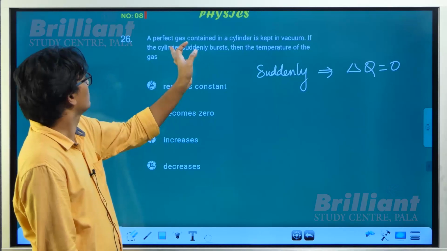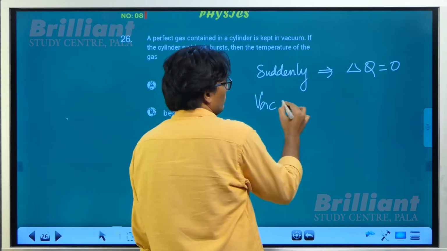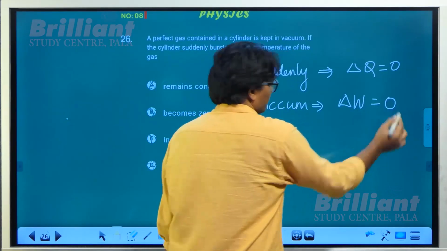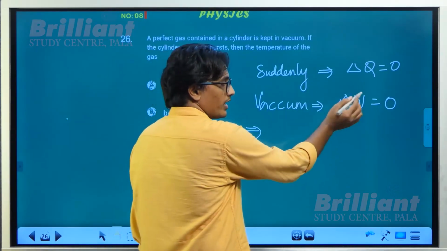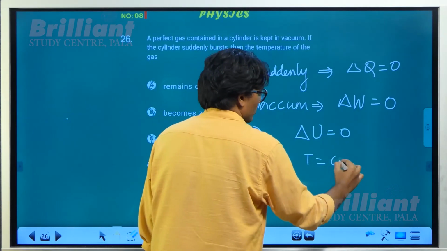Next, it is kept in a vacuum. If it is kept in a vacuum, then the gas won't be doing any work. So by the first law of thermodynamics, delta Q is 0 and delta W is 0, so delta U is also 0. So the temperature is constant.